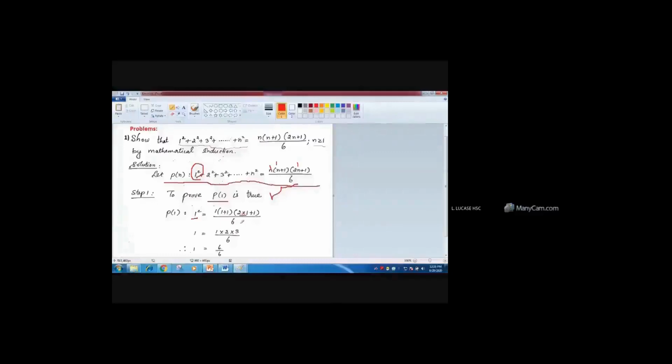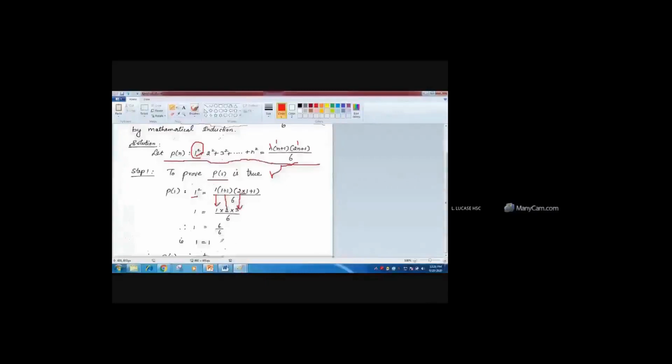This is 1 plus 1, 2. This is 1 into 2 plus 1, 3. Okay. So 2 3s are 6. 6 divided by 6 is equal to 1. So in the left hand side, we are having 1. So 1 equal to 1. We are getting 1 equal to 1. Therefore, P of 1 is true.